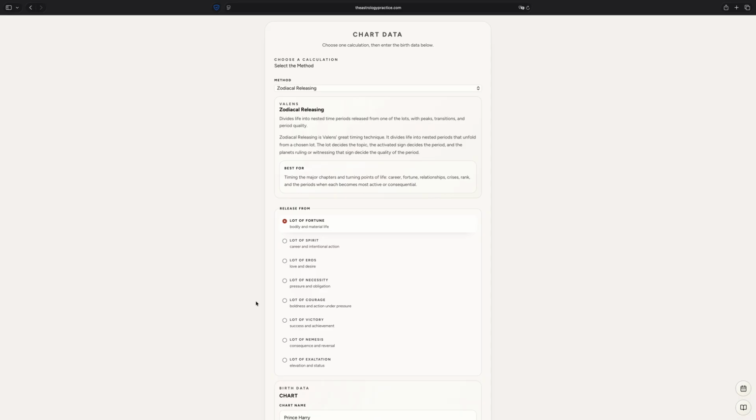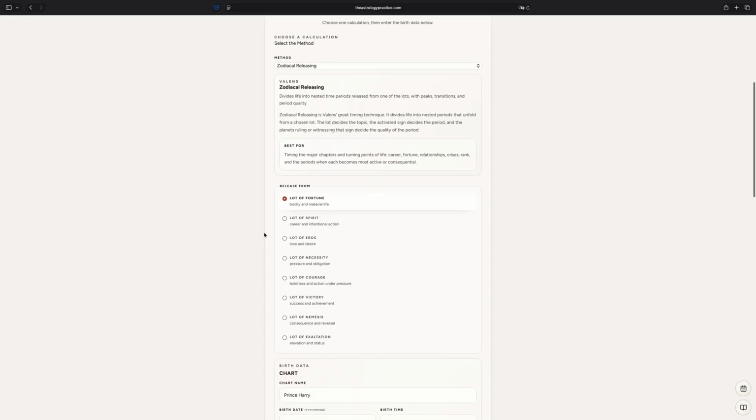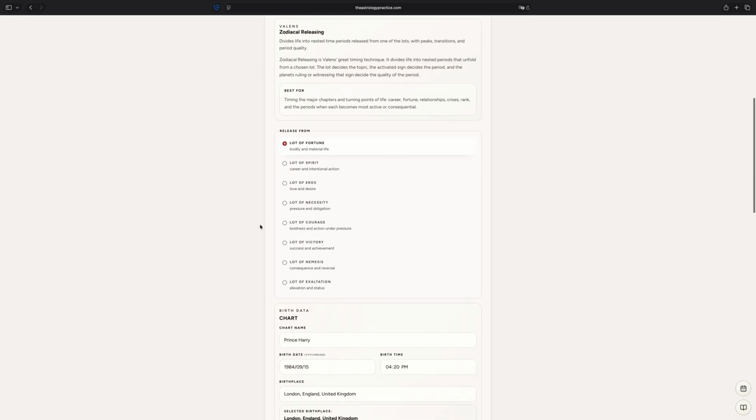If you want to look at love and relationships, if for many years you didn't really have any important relationship arise, or you felt like relationships, especially love relationships, were not a huge part of your life, once you enter a peak period from eros in zodiacal releasing, you're most likely going to have a lot more activity in the area of relationships. So this is what zodiacal releasing is tracking.